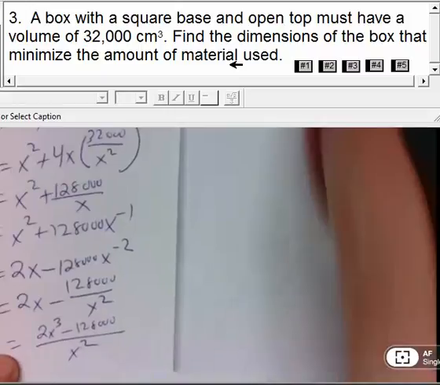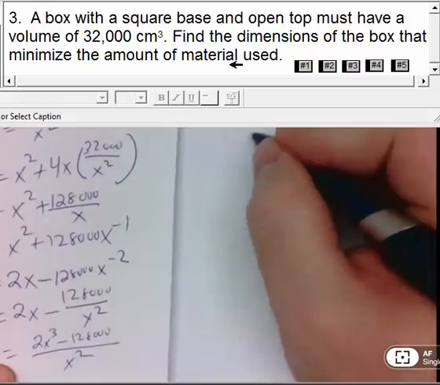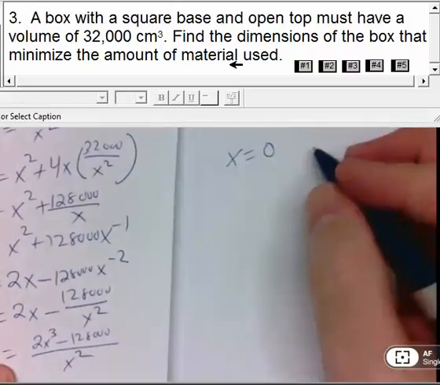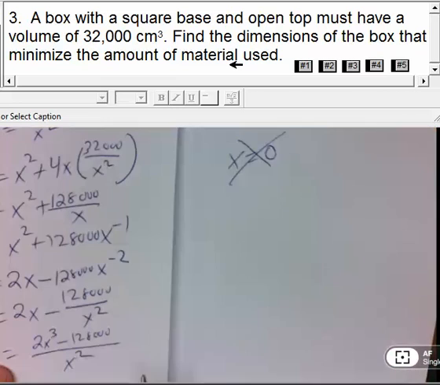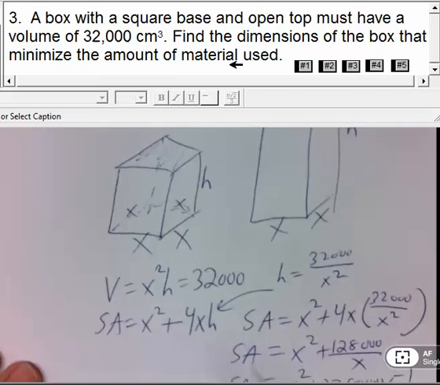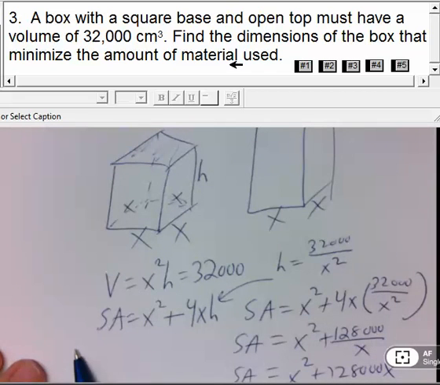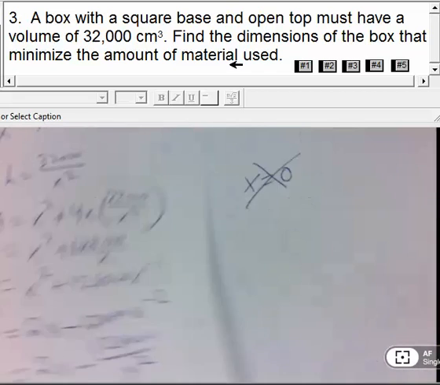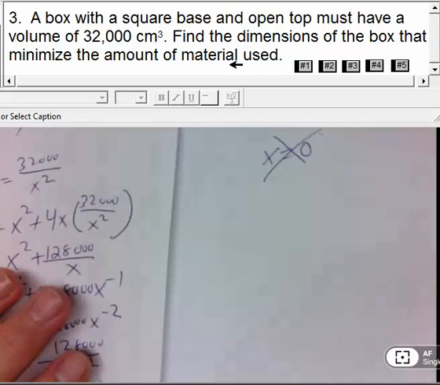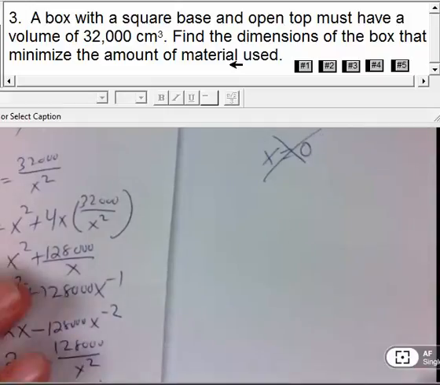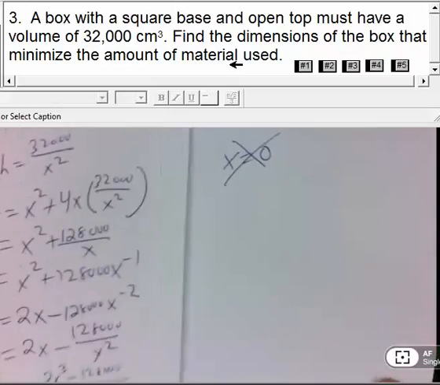So obviously, when x is 0, we have a critical value, but that doesn't really make sense, because what are you going to do? Look at the box. You're going to have a dimension of 0 by 0 by something to get 32,000 for your volume? I don't think so. So that solution algebraically and calculus-wise makes sense, but it doesn't make sense in the context of the problem.